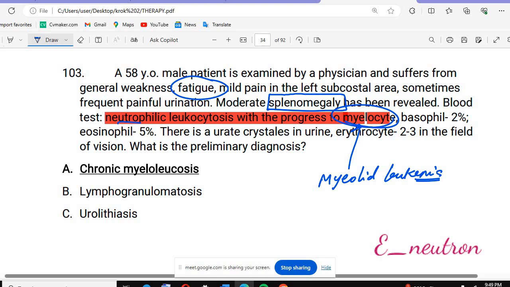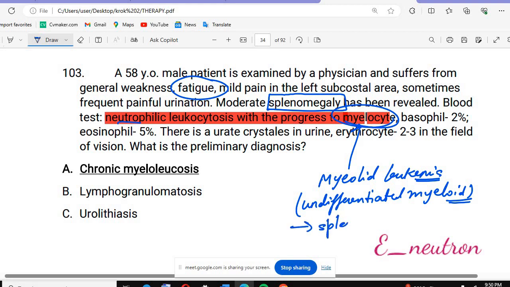So this CML we have discussed before, that it is the cancer of the white blood cells, in which we see a rapid growth of myeloid cells in the bone marrow. There is a rapid growth of myeloid cells, and you will see undifferentiated myeloid cells. Other than that, splenomegaly will also be seen.